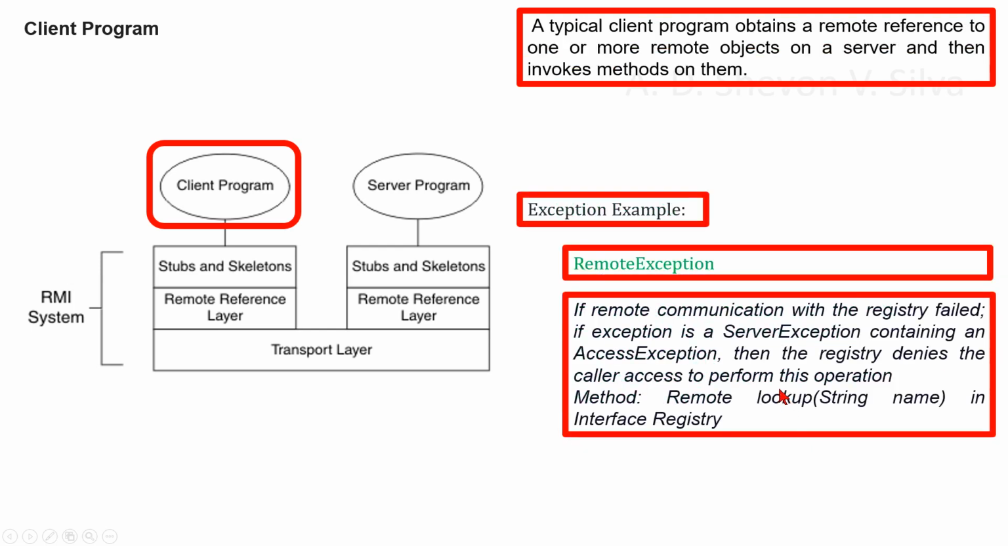As an exception example, we can consider RemoteException. If remote communication with the registry failed, or if the exception is a ServerException containing an AccessException, then the registry denies the caller access to perform this operation. This exception can occur, for example, in the lookup(String) method in the Registry interface.